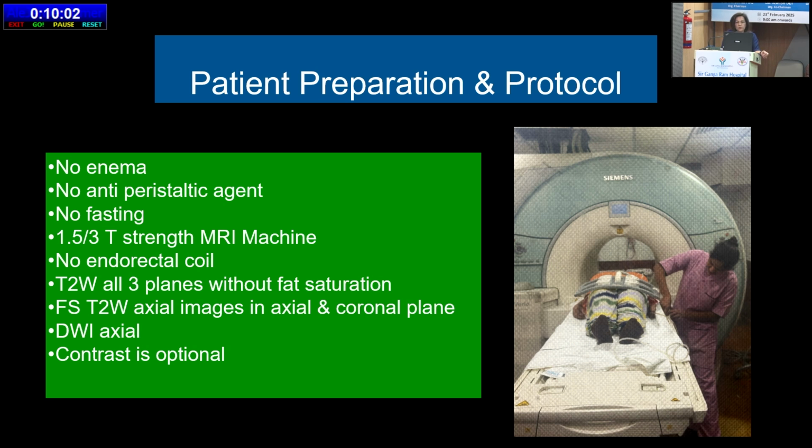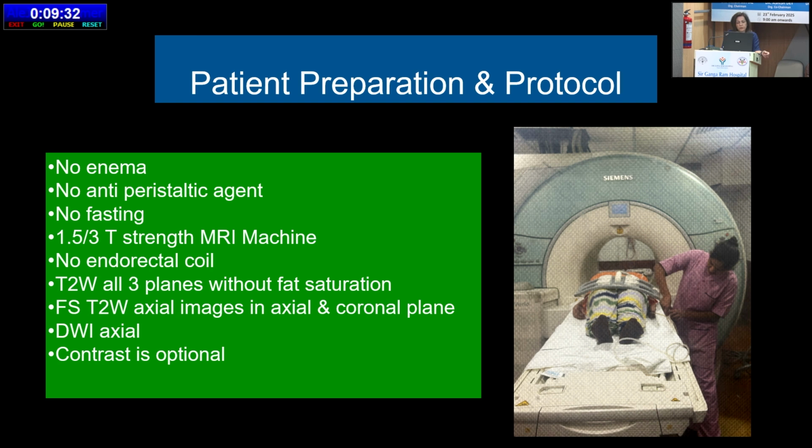For those of you who are not familiar with MR and how we do it, there is no preparation required. We give no enema, no antiperistaltic agent, and no fasting is required. We have 2-3 Tesla machines, and we use those, but even a 1.5 Tesla machine is adequate. We do not place any endorectal coil. Lots of surgeons ask us that. So there is no discomfort to the patient. All the patient has to do is lie in the machine.